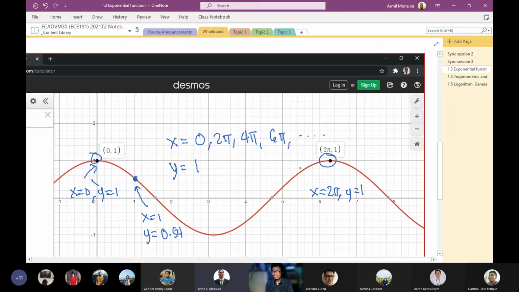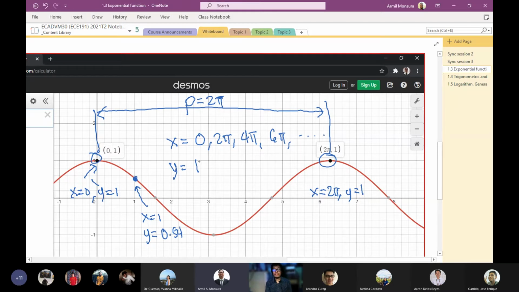Now, as we have been able to see with these points, the value tends to repeat after how much interval? After how much x has changed? 2 pi po. So the value tends to repeat when your x adds up 2 pi to its previous value. So itong 2 pi na to, yun yung tinatawag nating periodicity of your function.